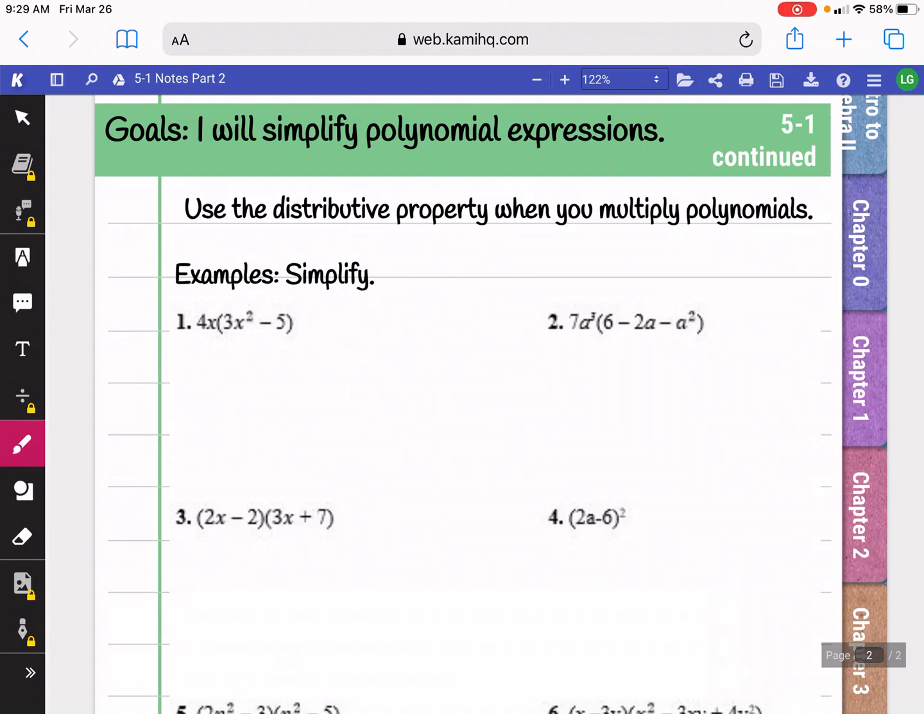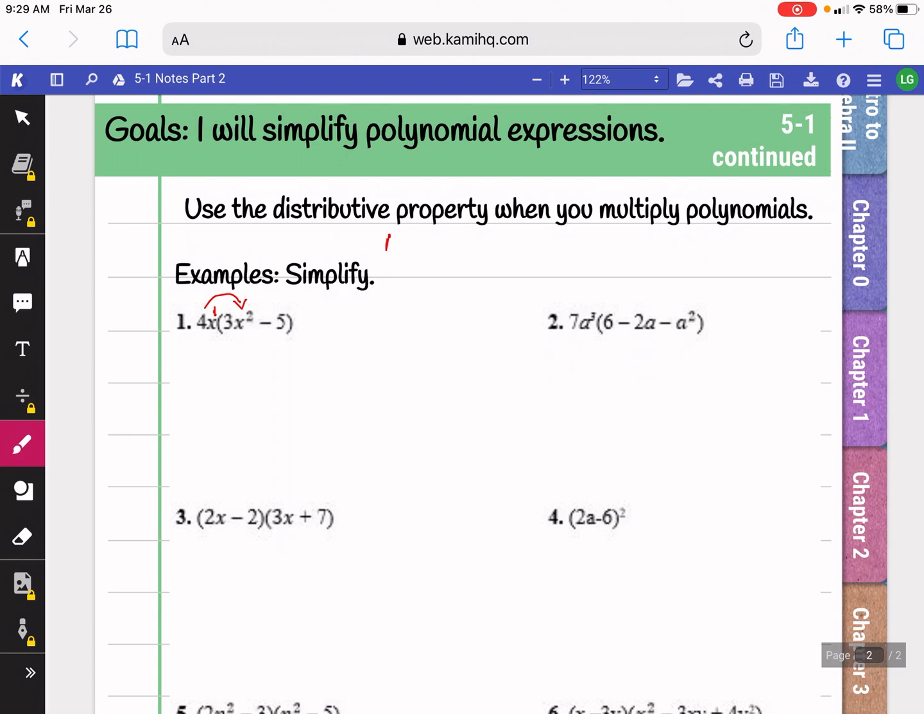In this next video, we're going to continue with simplifying polynomial expressions, but now we're going to multiply polynomials. When you're multiplying, the main thing that you're going to do is distribute. So here in example 1, I'm going to distribute 4x times 3x squared. Now here I'm going to put an imaginary exponent of 1.